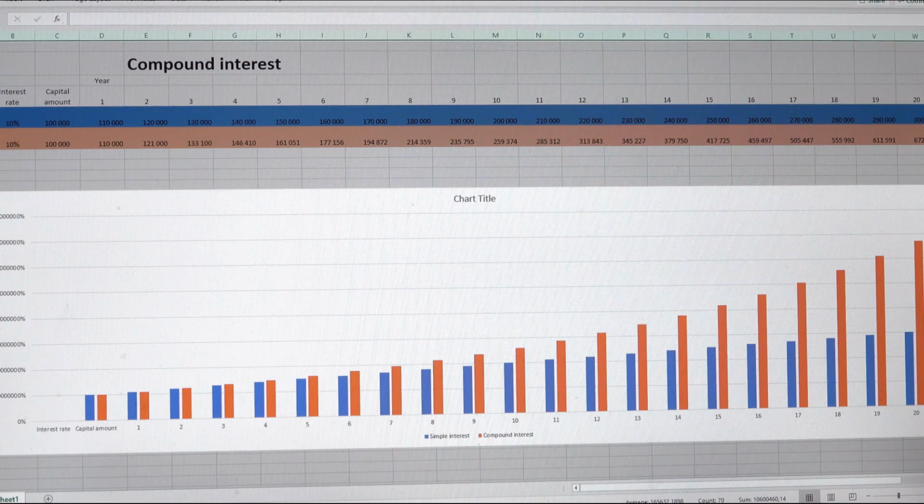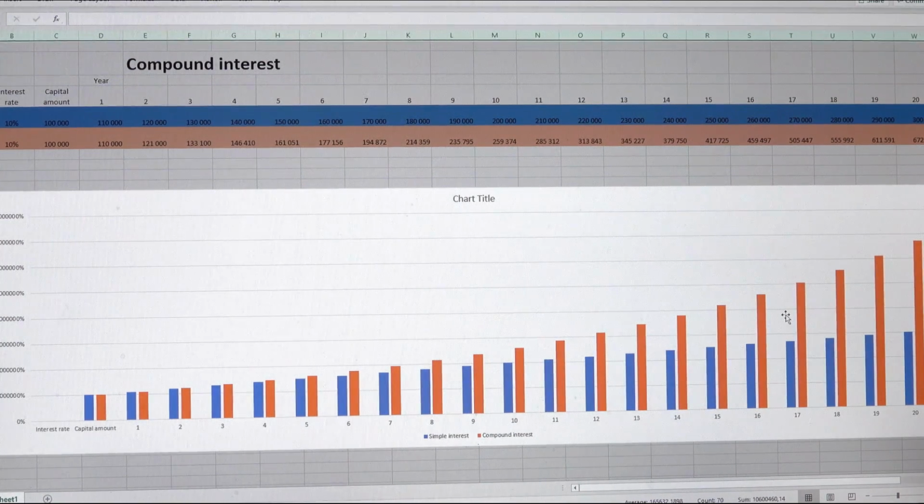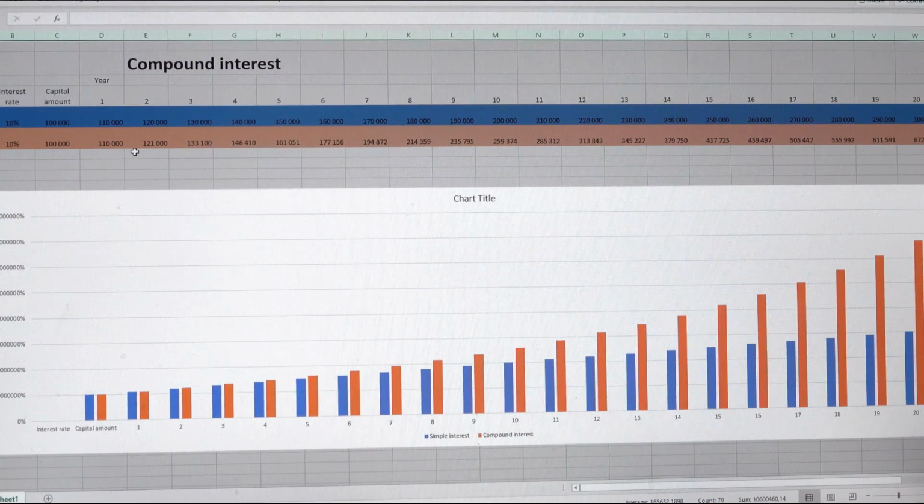Simple interest we're going to show here in blue, and you can see it's represented down here as well. And compound interest is represented in orange, and as you can see, it's also shown in a better graphical way at the bottom here. So let's understand simple interest first.